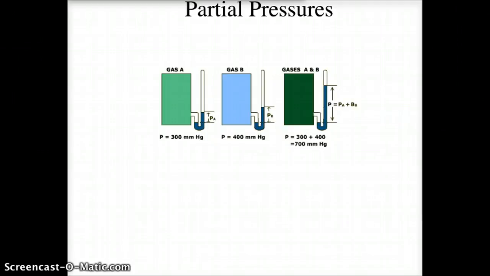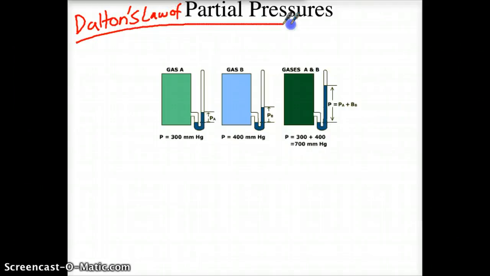Well, the main concept that allows us to solve these problems is called Dalton's law of partial pressures. What Dalton's law of partial pressures allows us to relate is how the pressure of one gas in a mixture affects the total pressure of the gas in a mixture. So first thing, we probably need to know what this word partial pressure means. So let's break it down.